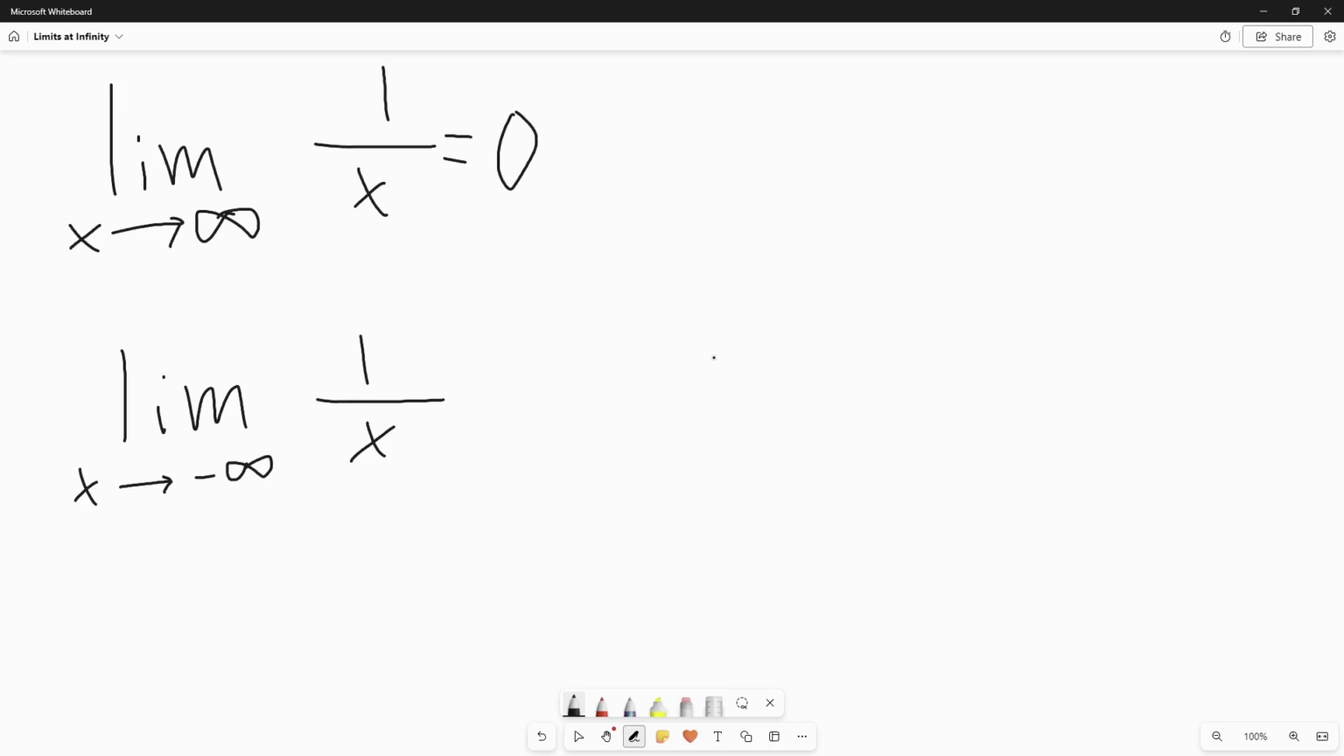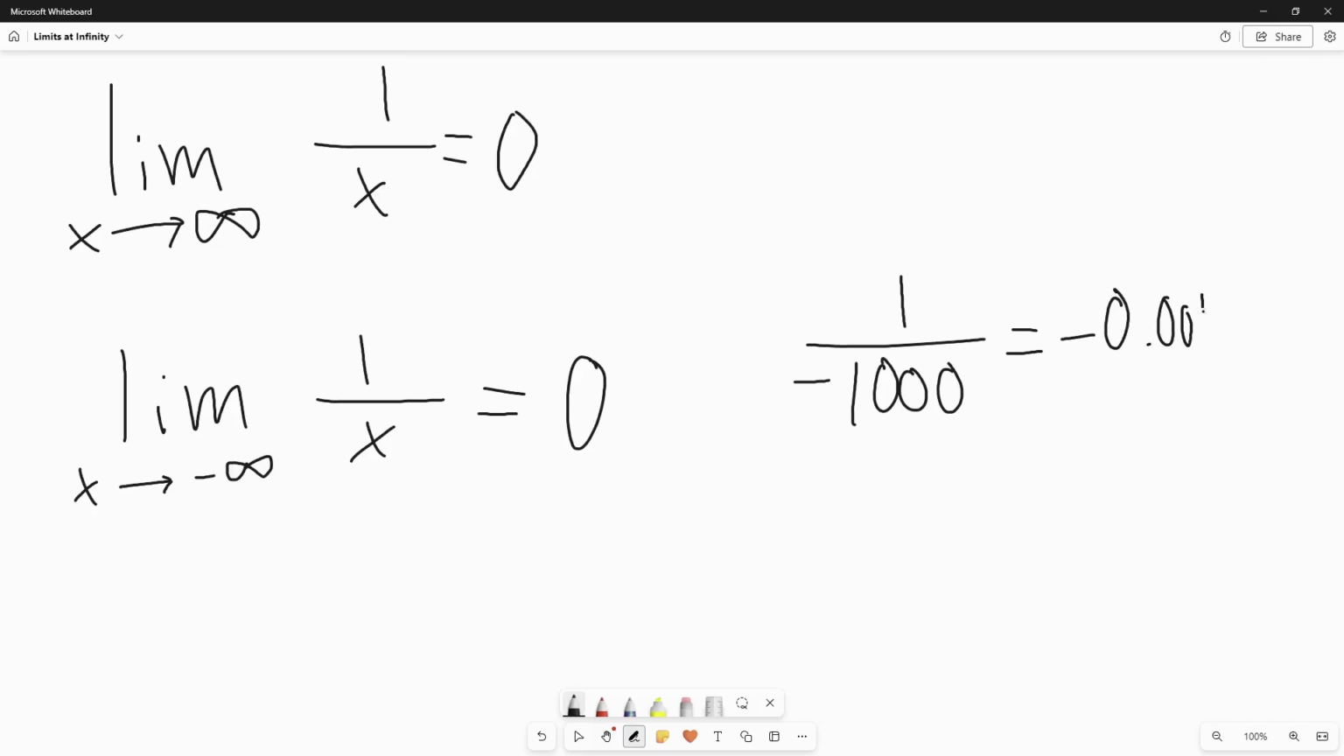What this means is that x becomes infinitely large in the negative direction. And for this one, 1 over x still equals 0. It's the same answer because if we have 1 over negative 1000, that's just negative 0.001. And if you insert infinitely large numbers in the negative direction for the denominator, it's going to approach 0. So the limit as x approaches negative infinity of 1 over x equals 0. It might not always be the same for infinity and negative infinity, but in this case, it just happens to be the same answer.